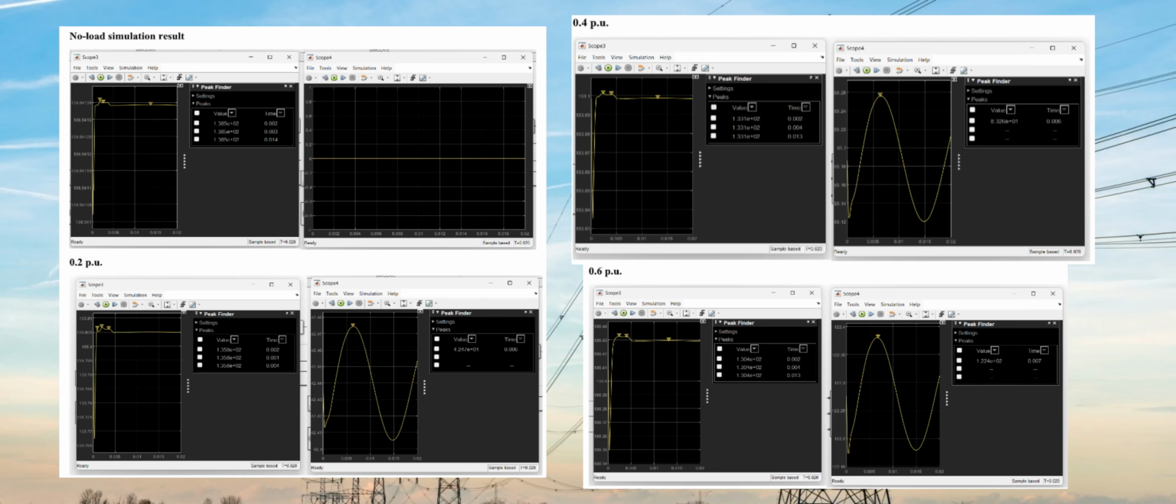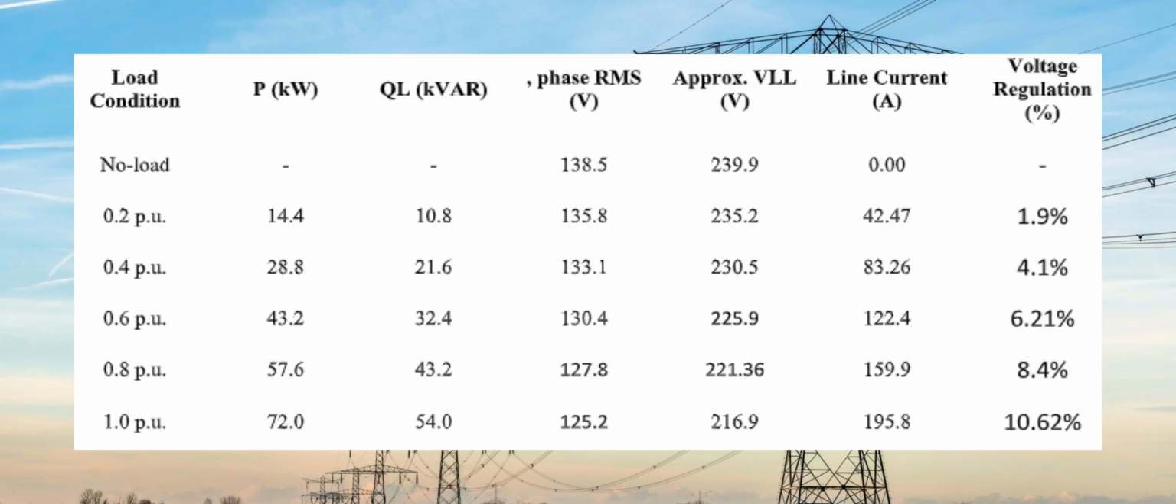the load increased. By analyzing the simulation results, we found that the transformer bank maintained a relatively stable output voltage under light loads, while a slight voltage drop occurred as the load approached full capacity. This demonstrated the concept of voltage regulation and how increasing the load affects the transformer's performance.